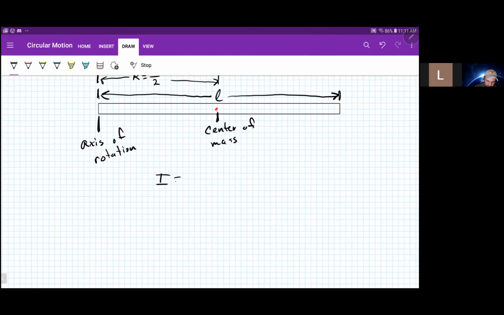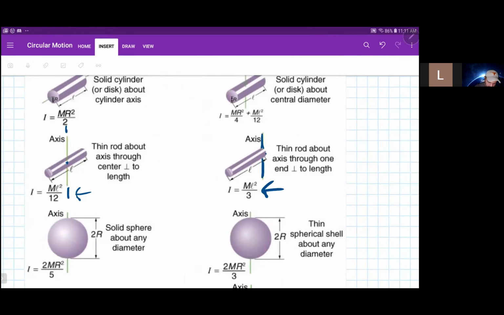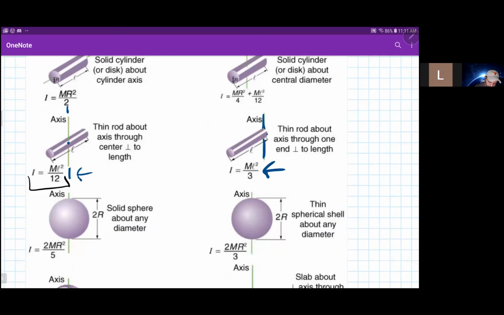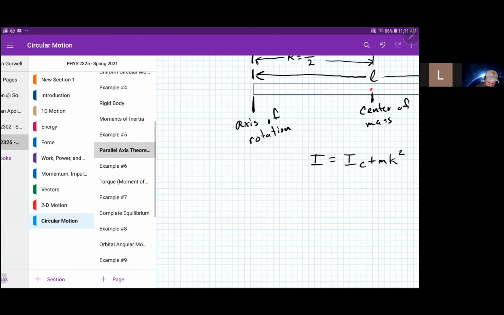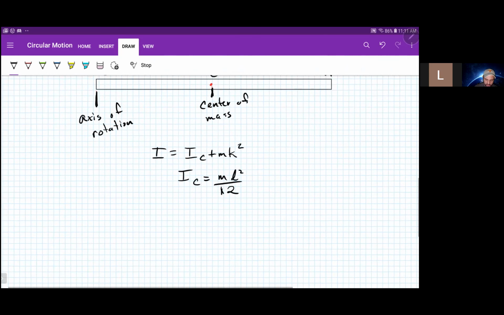So let's write down our equation. I is equal to IC plus MK squared. All right, and I'm just going to plug this stuff in. IC from our table, let's go back to our table to see what IC is. The center of mass is ml squared over 12. Again, it doesn't matter lowercase or uppercase. It's not too important in this example. So ml squared over 12.